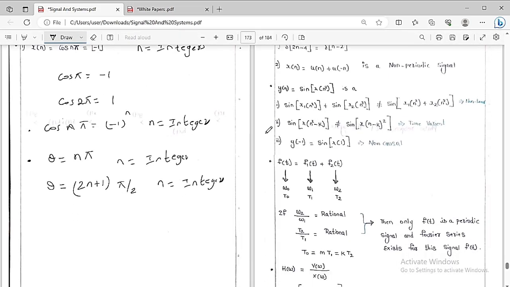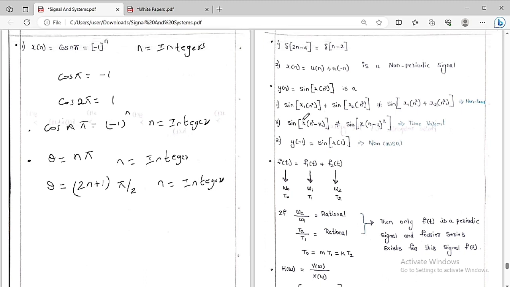Now let's go for another point. Y of n is equal to sine of x of n square. We need to comment on the linearity property.